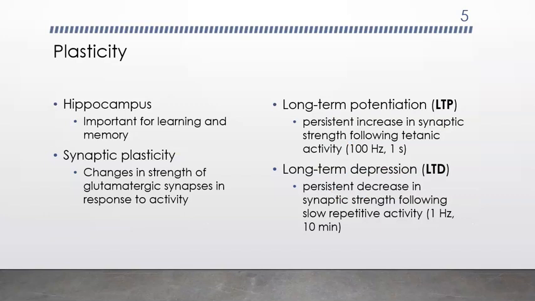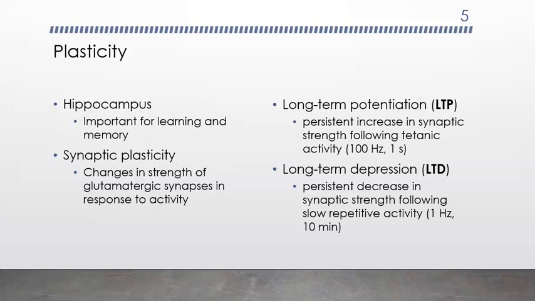So moving on to plasticity. We see plasticity in lots of parts of the brain. It's very important for normal function, but especially important in learning and memory. We see a lot of plasticity in the hippocampus, which of course is the area most associated with learning and memory, but we do see it in other places around the brain as well. Synaptic plasticity, just the definition of that, would be changes in the strength of glutamatergic synapses in response to activity.